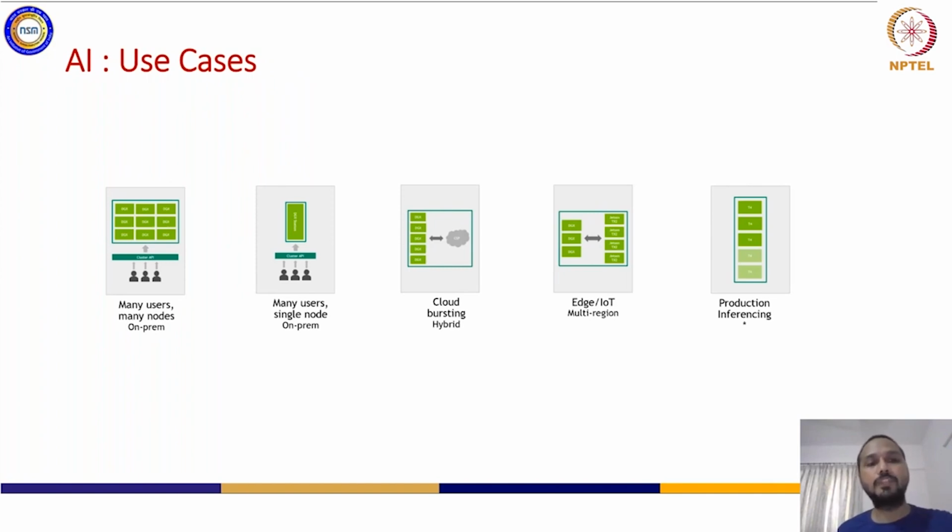Let's look at the use cases where we need such a system. The first use case is when, suppose you are in a college, there are many students, many users in your department, and you also have many nodes on your premise, in your lab. So you have a scenario where many users all have access to many nodes which are on premise, which means it's there at your place, at your disposal, which you can see.